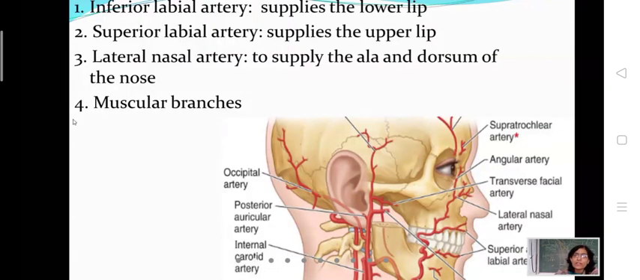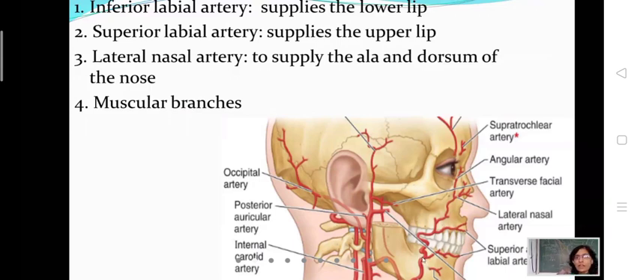So this was the course of facial artery. Now the branches of facial artery in the face. These are the branches of facial artery in the face only. Again, this is the common carotid artery giving external and internal carotid artery, and this is the facial artery.